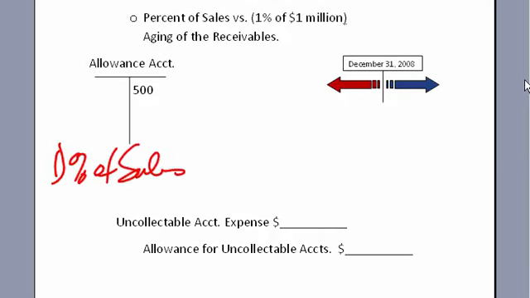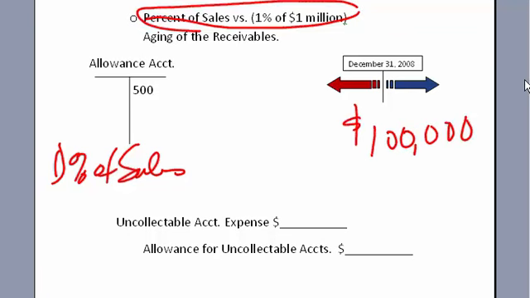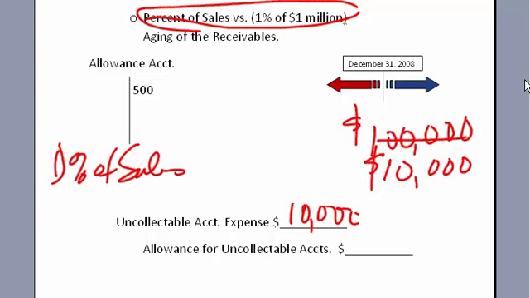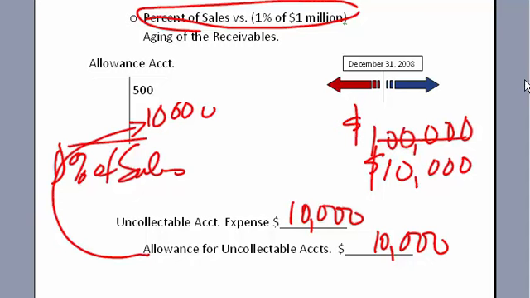So if you said, okay, we're going to have 1% of $1 million. So that's what, $100,000? Is that right? Nope. Sorry, $10,000. Didn't move my decimal right. So we're going to have $10,000. What we would record is uncollectible account expense $10,000 and allowance for uncollectible accounts $10,000. We'd put $10,000 into the allowance, and we'd have $10,500 as our ending balance.